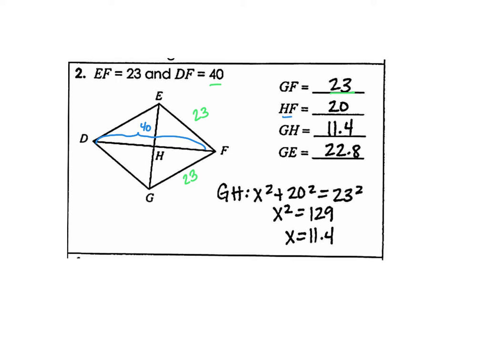And so then when they ask me for something like G to H, I can use the Pythagorean Theorem here. I have the hypotenuse of 23, one of the sides of 20, and I can get that that is 11.4, and then G to E should be the double of that, 22.8.